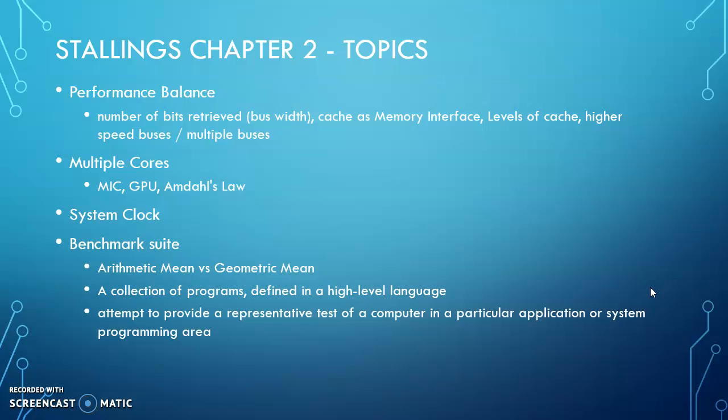The last topic in the chapter, we'll look at benchmark suites. And first we'll go through different means. An arithmetic mean is just the way it's computed. A geometric mean identifies really a central tendency. And what I'm about to say is not correct, but a way of looking at it is ignoring outliers.